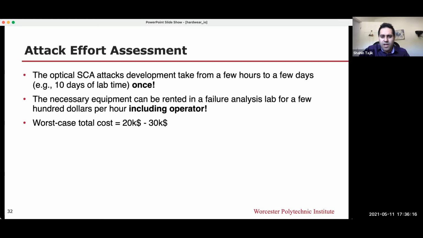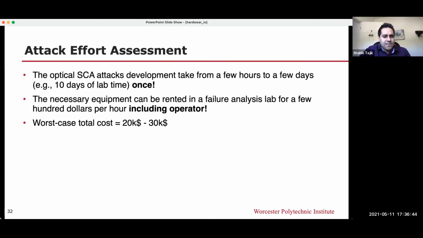You should keep in mind that the reverse engineering part, or the profiling phase, usually happens only once for a family of chips. You don't need to repeat this for other victim chips. If other victim chips are from the same series or the same family, once you reverse engineer one of them, you go directly to the critical location and probe your data.